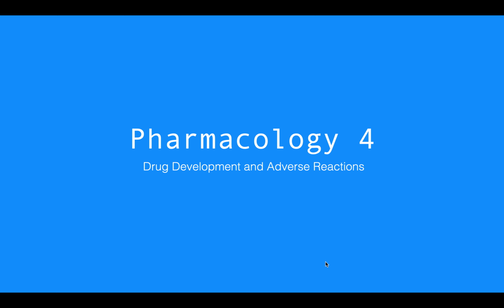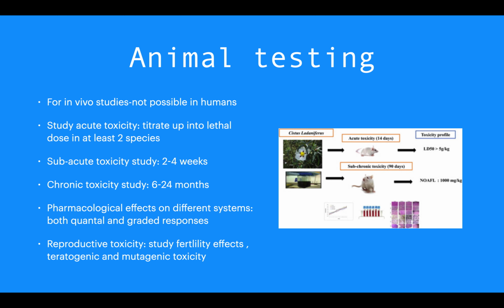So, drug development and adverse reactions. Of course, animal testing is necessary. You can't really get away with that because it has to study the acute toxicity, subacute toxicity, and chronic toxicity. And it's not really ethical to do it in humans. These are important because it's going to grade the pharmacological effects on different systems, and it's also going to grade for reproductive toxicity.